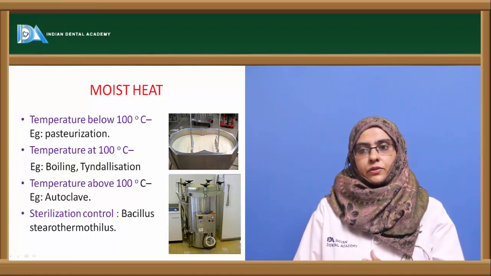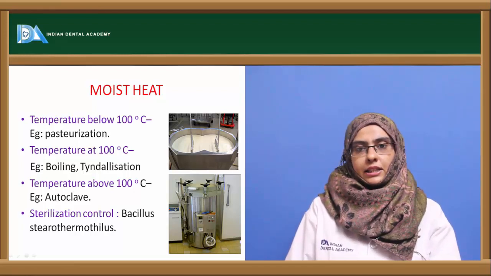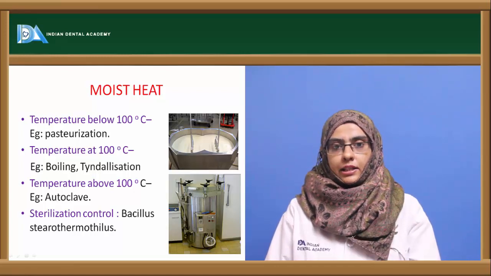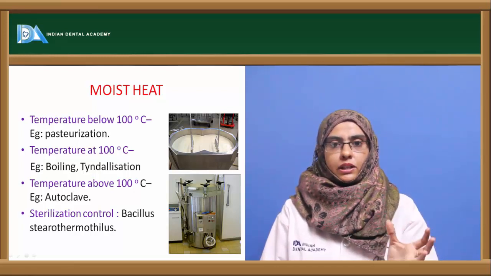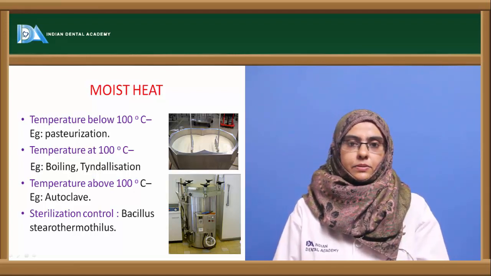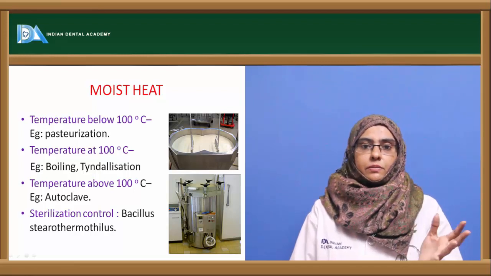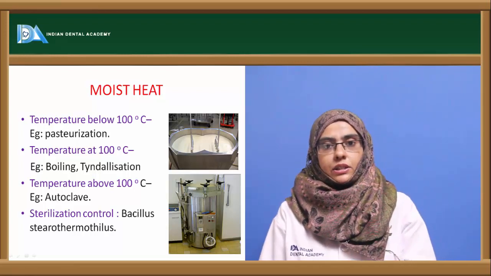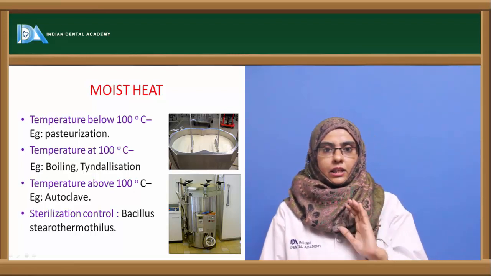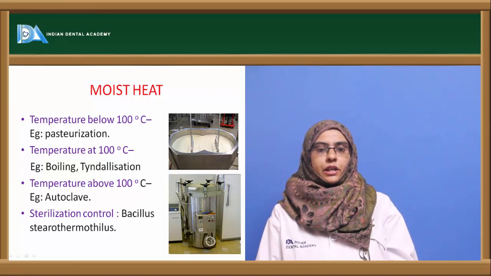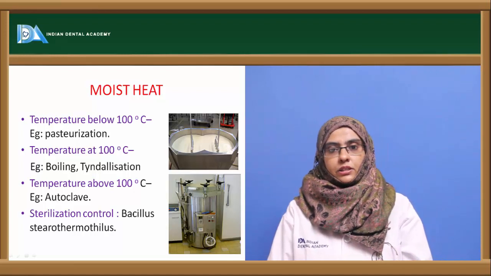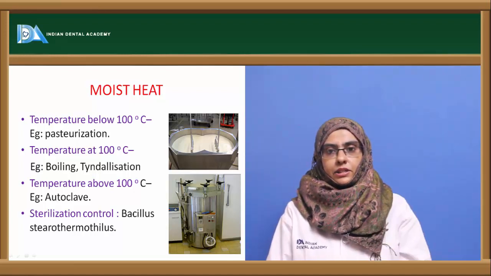The next method of choice is at 100 degrees centigrade, mostly involving boiling or tyndallization. Boiling is the method used to boil water and kill most of the vegetative organisms from a particular substance. Boiling is not a choice for sterilizing surgical instruments, but only for eliminating the vegetative forms, because sporulating forms are most heat resistant and you have to increase the temperature to kill them. So in boiling, you are only eliminating the vegetative forms.